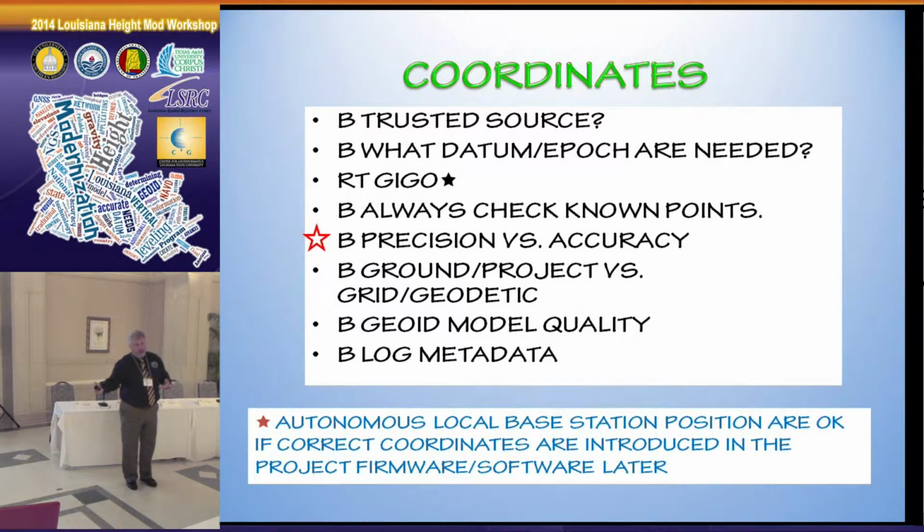back in the software or back in the data collector, you can type in the good value for your base station, and because you're only producing vectors, differences in x, y, z, from your base station to your point of interest, it can just simply shift those 3D vectors over to where they should be. There's no real scale factor or rotation factor to worry about there. Okay, so in a local project, you can use autonomous position and enter the good position later, which most of us probably know that.